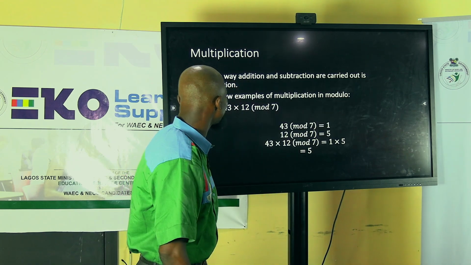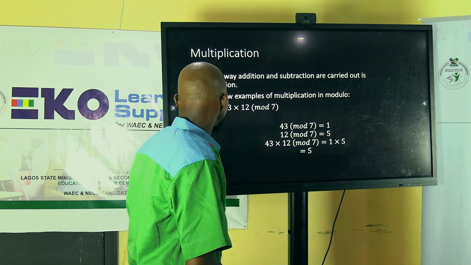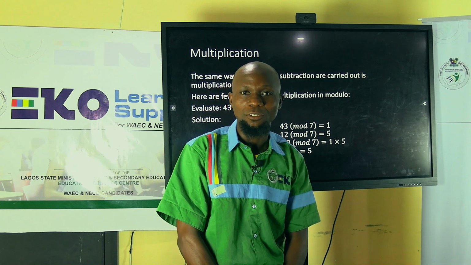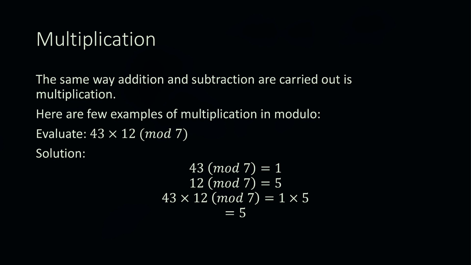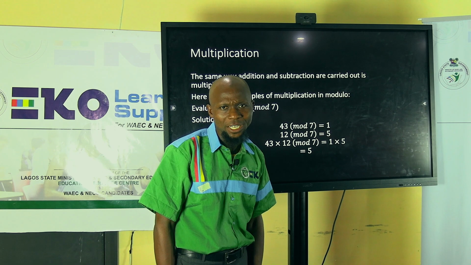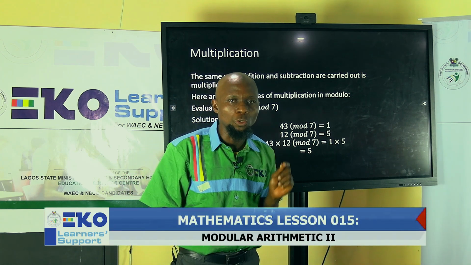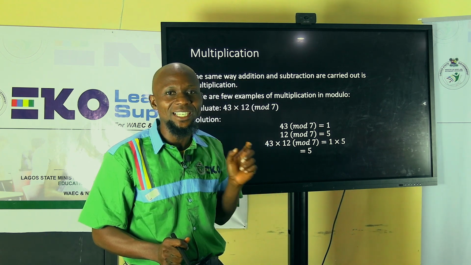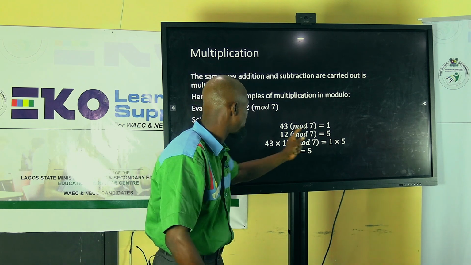So the first one is multiplication. The same way we carry out addition and subtraction is the same way we are going to look at multiplication. So here are a few examples of multiplication in modular arithmetic. Evaluate 43 multiplied by 12 in modulo 7. So how do we do that? You remember the last time, we pick individual numbers in that expression, look for their modulo and then multiply.